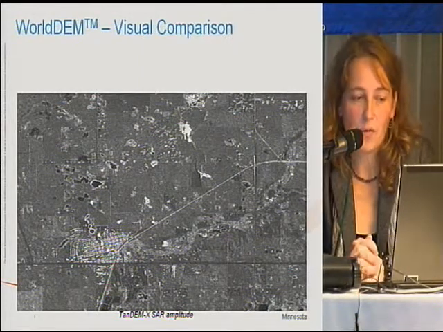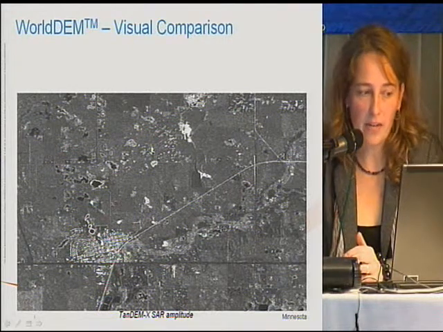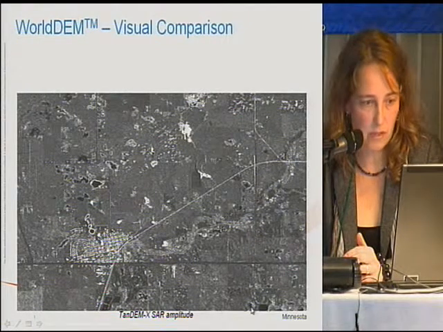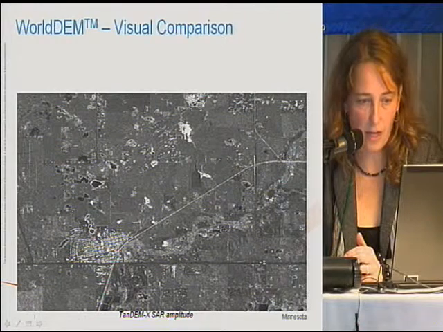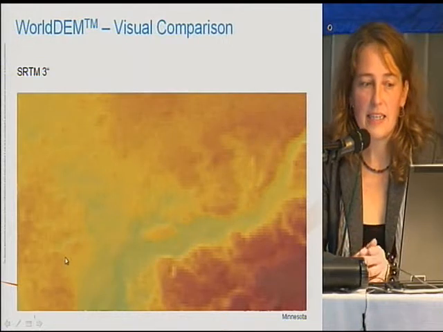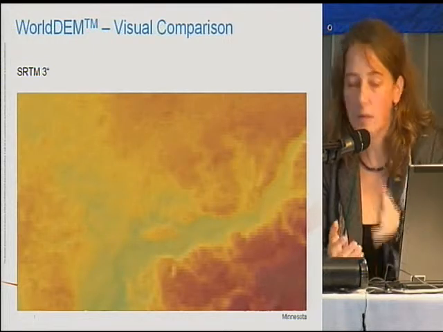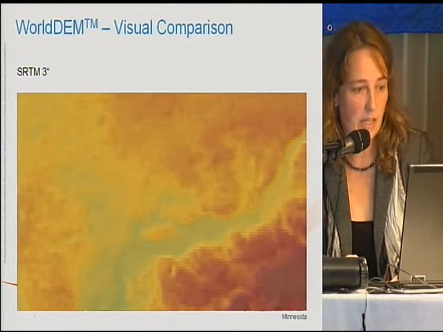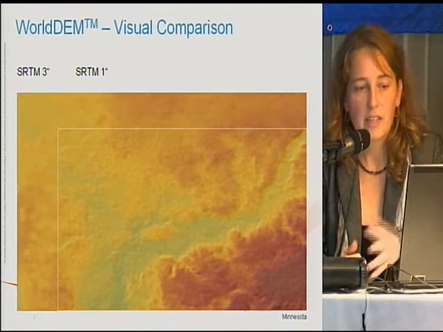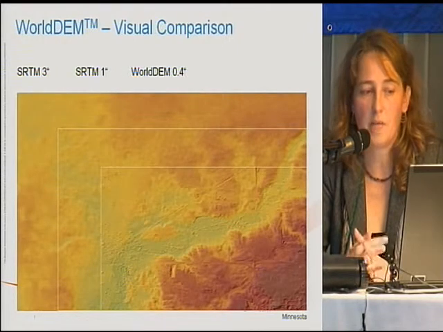Here we have the radar image of an area in Minnesota. You can see here an urban area, and here we have infrastructure. Here are the roads. Here is a road going, and here we have a highway crossing the other roads. This is an elevation model, SRTM 90 meter. I guess everybody is familiar with that. It's available for free. This is SRTM 30 meter. This shows much more detail already. And the next is our upcoming World DEM.